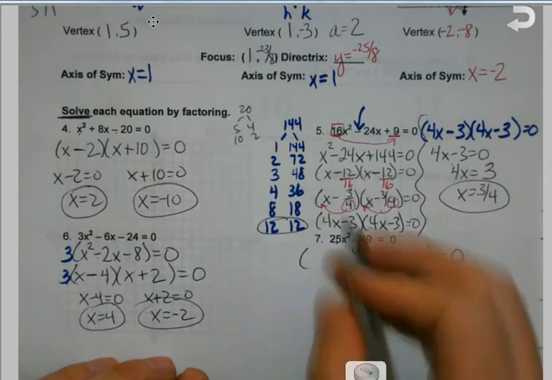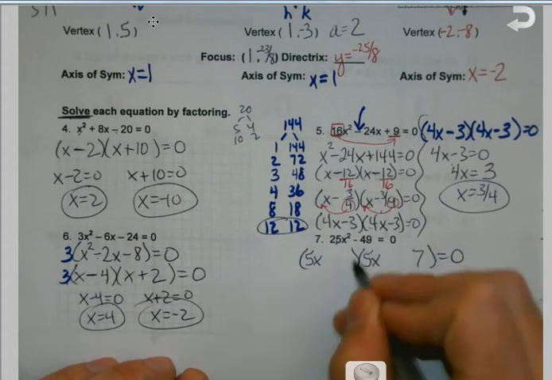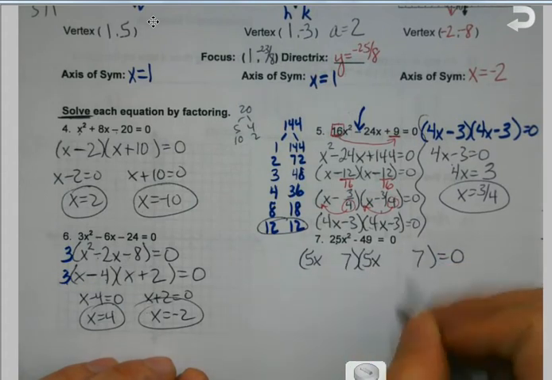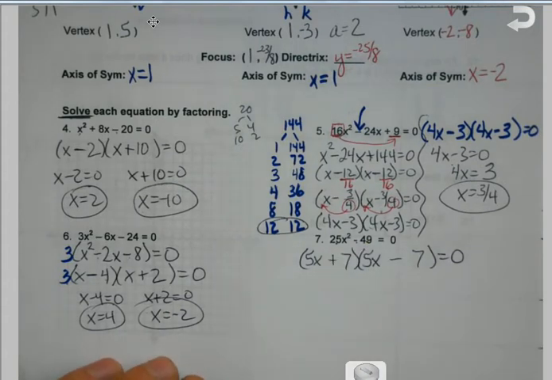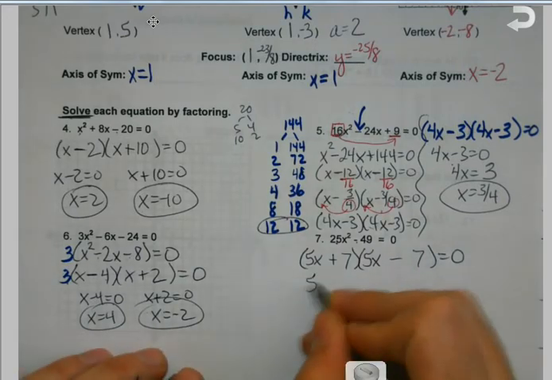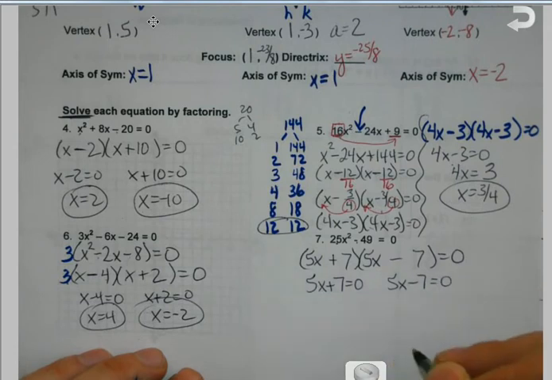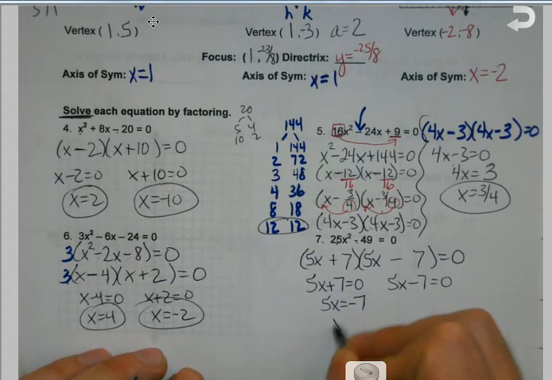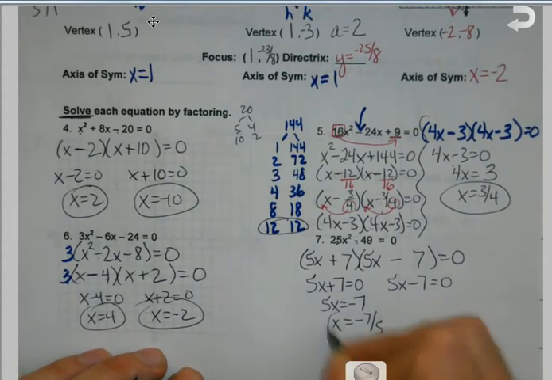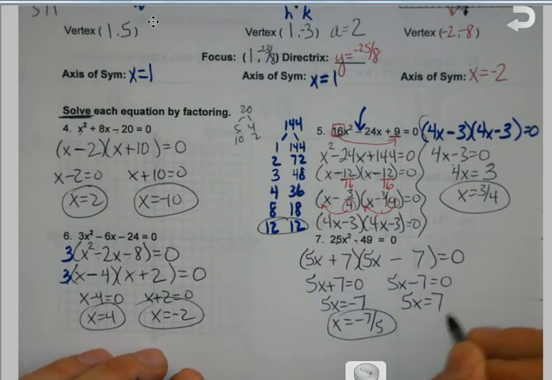What do I square to get 25? 5. What do I square to get 49? 7. And since I'm multiplying to get a -49, it's one of each. Once I get this factored, then again, I'm just going to set them equal to 0. So I'll subtract my 7 over on this one. Divide by 5, and again, try to avoid the decimals. Like I said, I won't mark it wrong if you do, but I'm just saying.